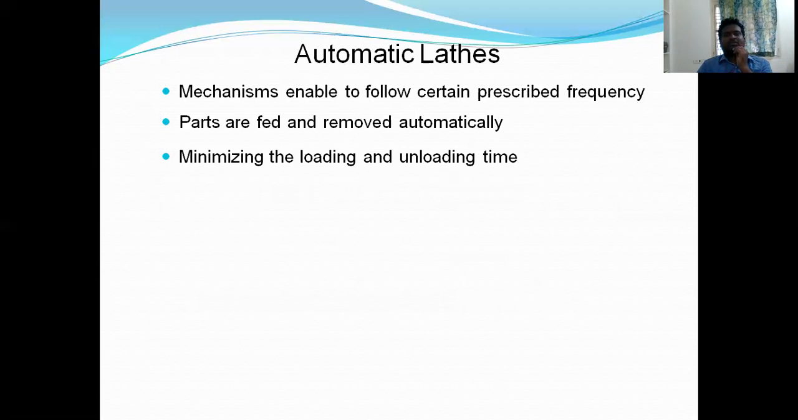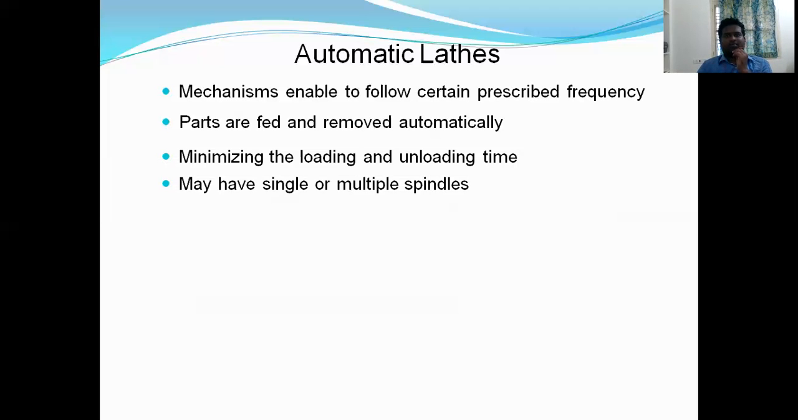And here, minimizing the loading and unloading time. These points lead to increased capacity and increased productivity, right? So the loading and unloading time of the workpieces is also reduced by using the automatic lathe, because here it is done automatically. That's why loading and unloading time is minimized.